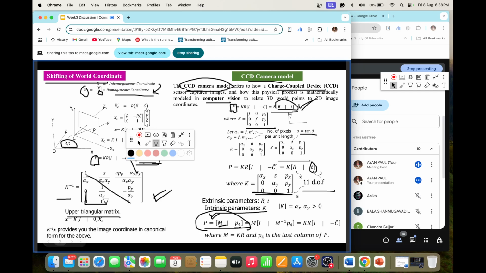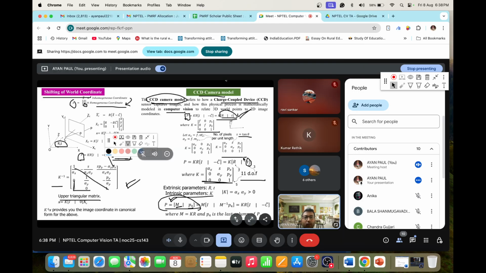So this is regarding your camera geometry. Is it clear to all of you, whatever I told you?